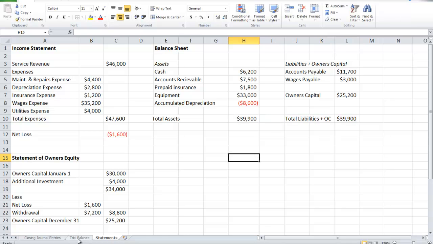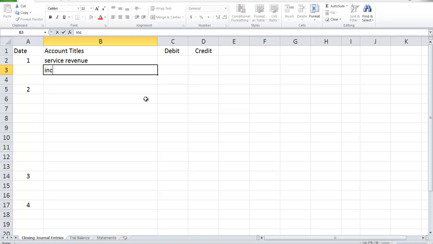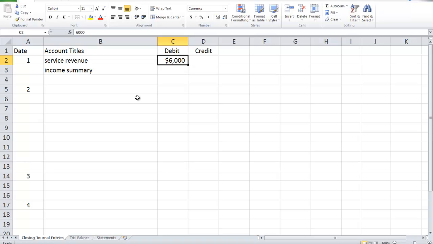Okay. So the second part of this is that we want to create closing journal entries. The only thing we need to do here is that we have four journal entries. The first is to close the revenue account. So we debit service revenue, and we credit this account called income summary, and that was for $46,000.